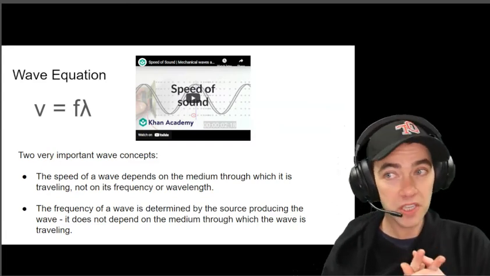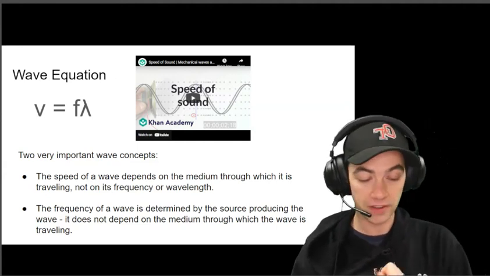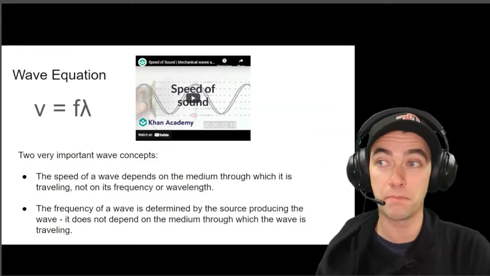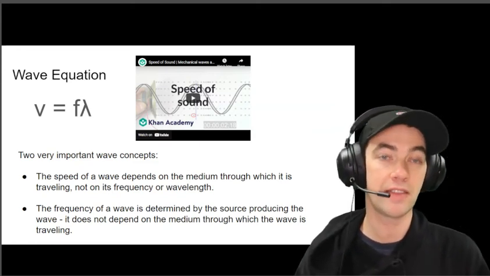2. The frequency of the wave is determined by the source producing the wave. It doesn't matter whether you have something going through air or you have something going through metal. The frequency is determined entirely by what's actually making that wave.